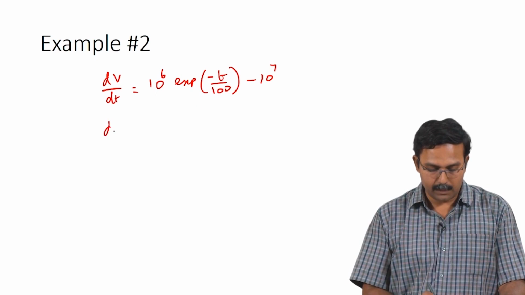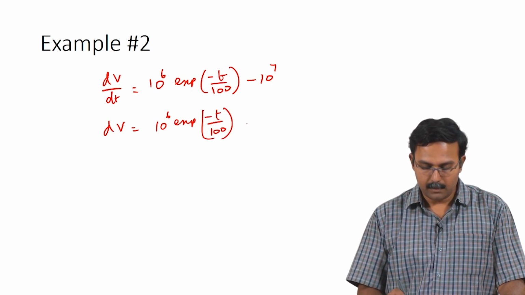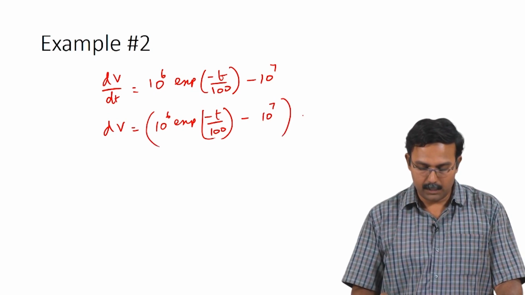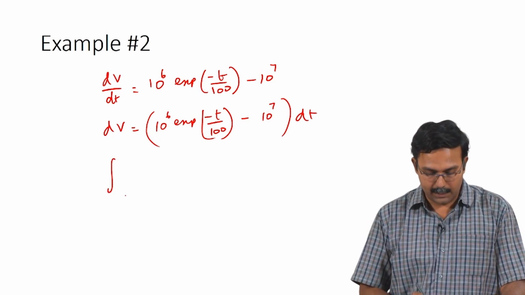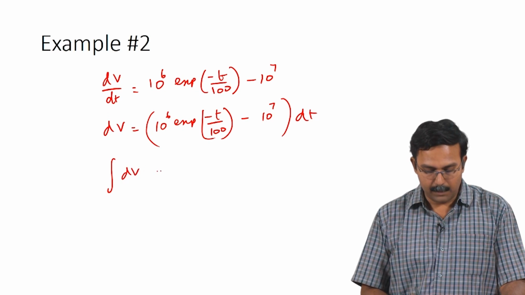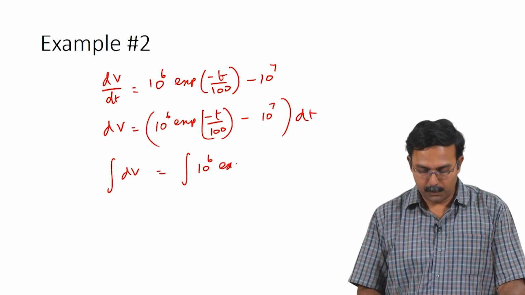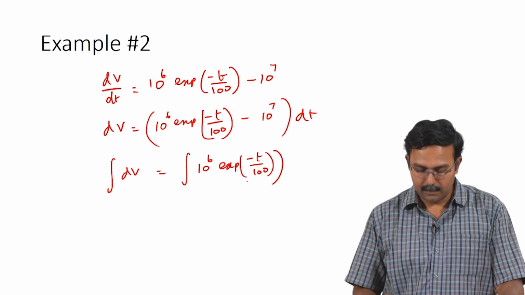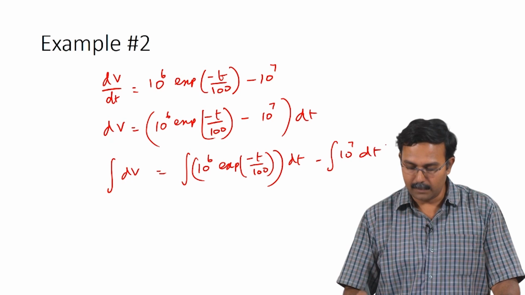Rearranging this equation, we get dV equals [10^6 exp(-t/100) minus 10^7] dt. So, integrating this equation, you would get the integral of dV equals the integral of 10^6 exp(-t/100) dt minus the integral of 10^7 dt.